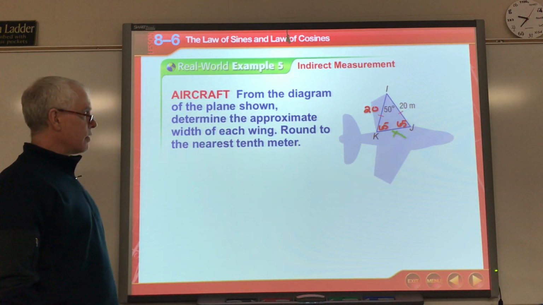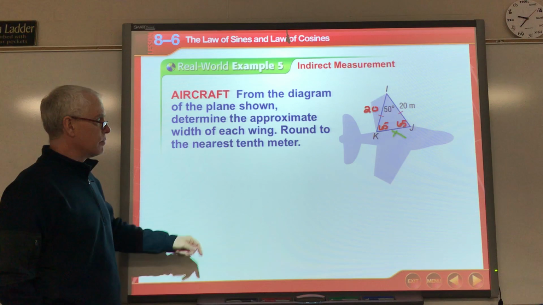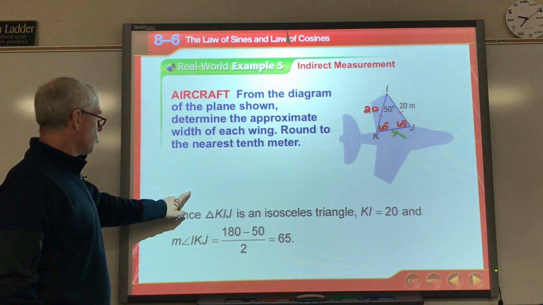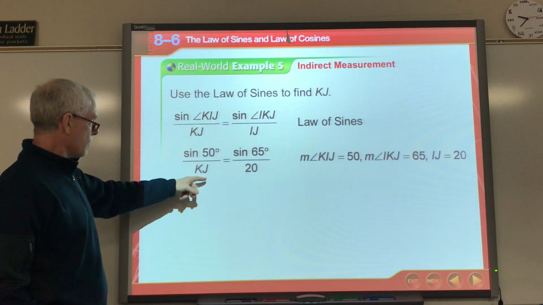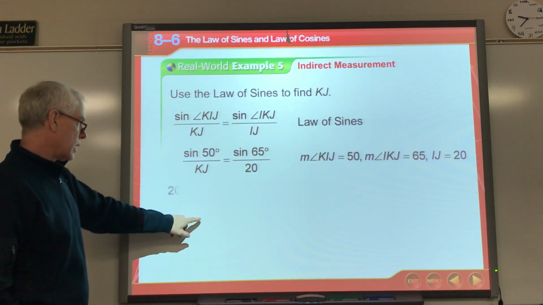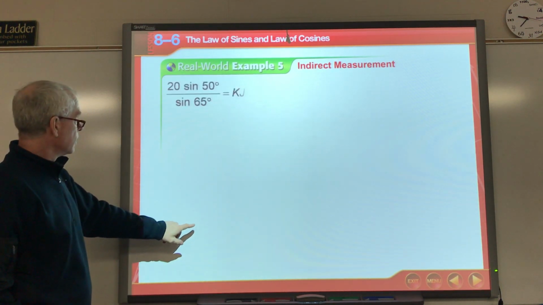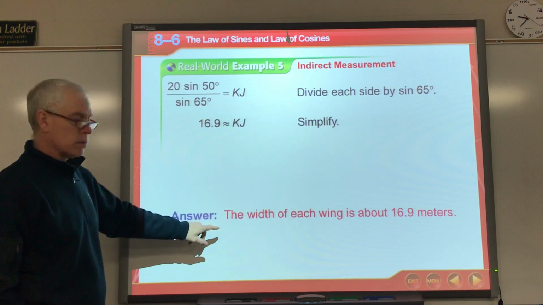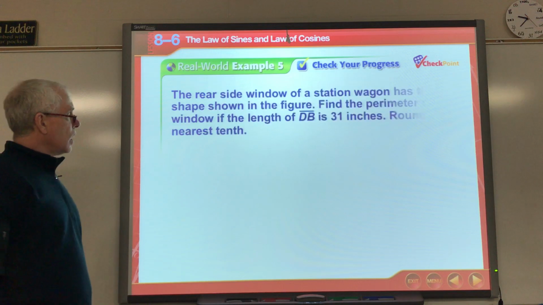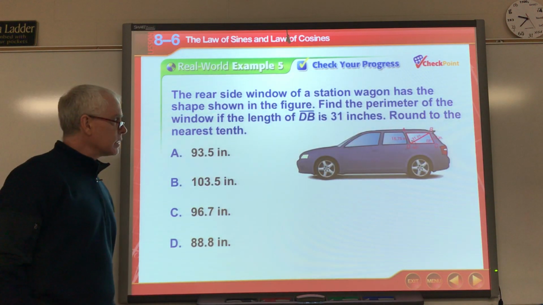I could say that the sine of 50 over x equals the sine of 65 over 20, which is my guess as to how they're going to solve this, okay? And then cross multiply and divide like we have before, and you should have no issues coming up with about 16.9 meters there. All right, pause it, give this one a shot.